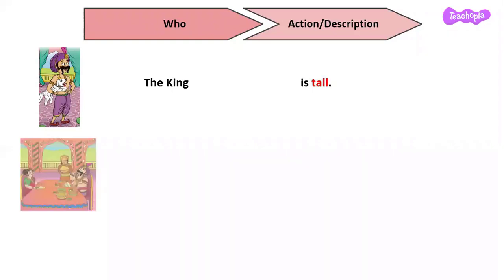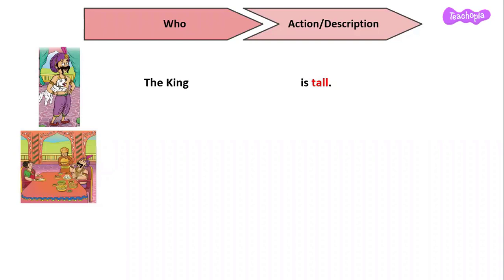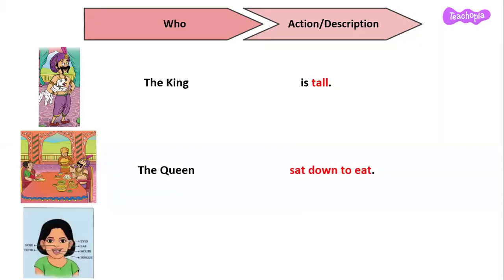Let's look at another situation from the same lesson. Here we see that there are several people in the dining room. Supposing I want to talk about the queen. And what is the action that the queen has done in this picture? She sat down to eat. So the queen sat down to eat will be my sentence. Let's look at another topic, parts of the body.